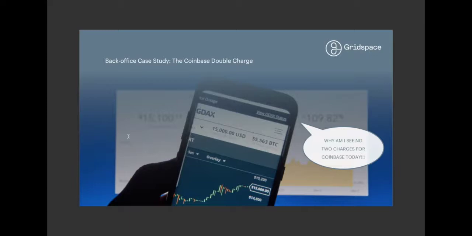But in the Gridspace powered contact center world, we were able to quantify the number of folks talking about this specific double charge event immediately and get that feedback to the decision makers, who could then provide the procedures to the agents to mitigate the situation.